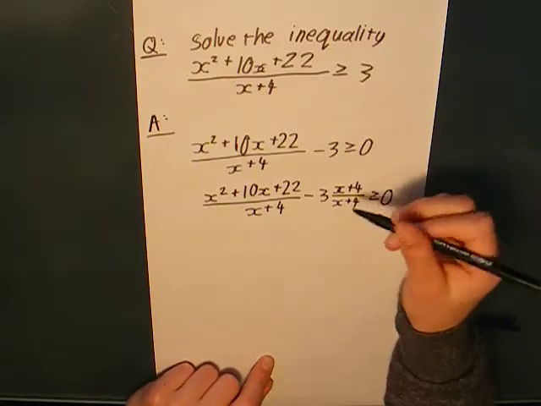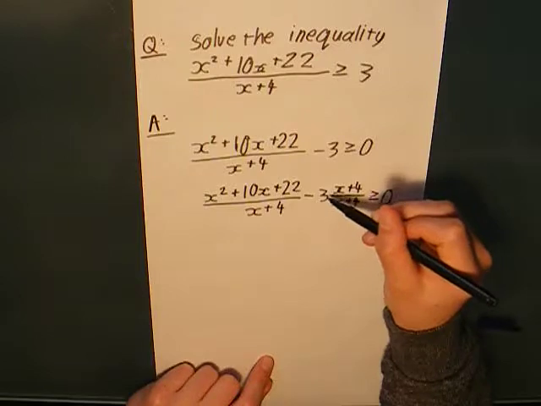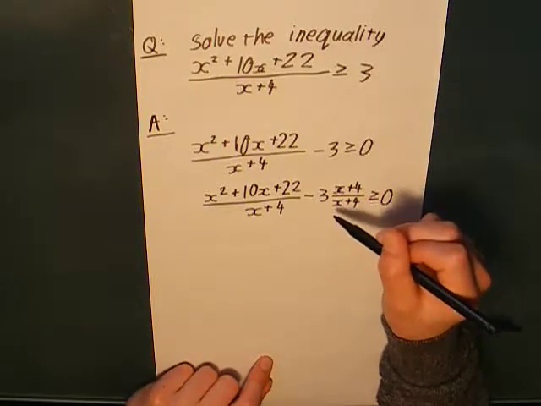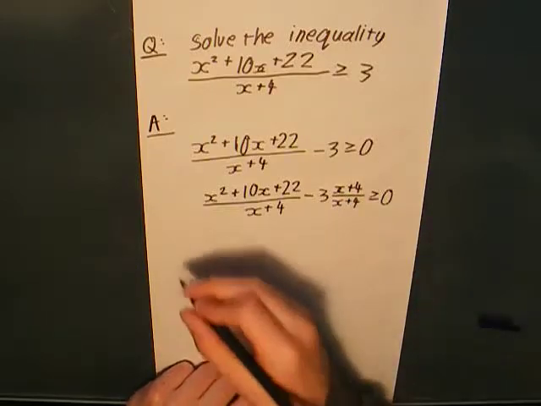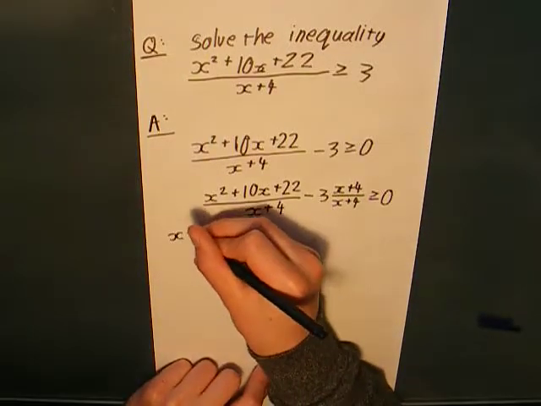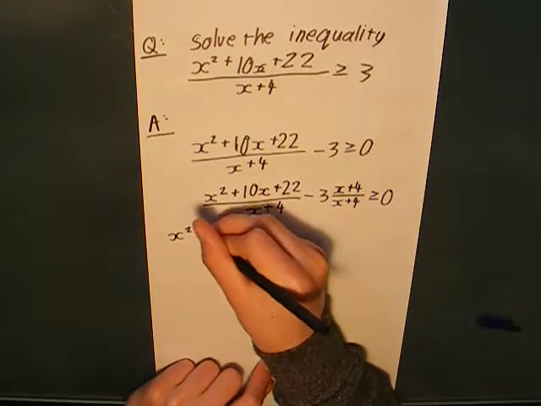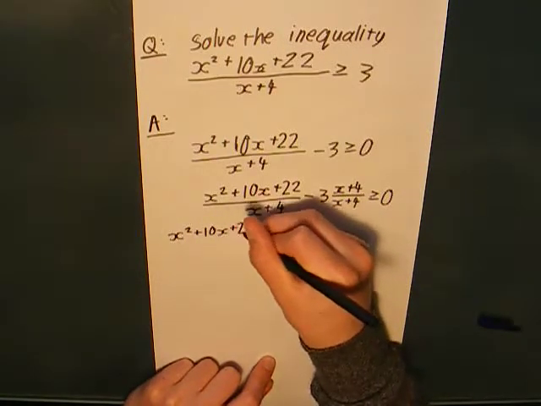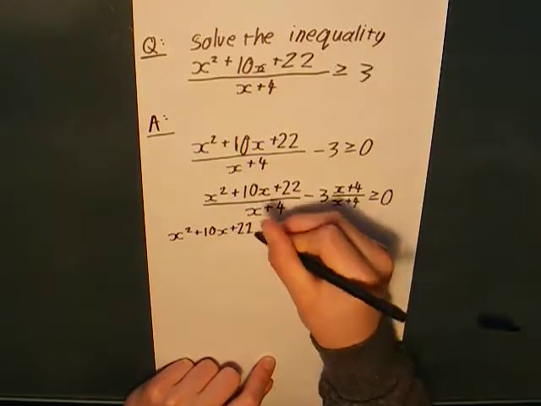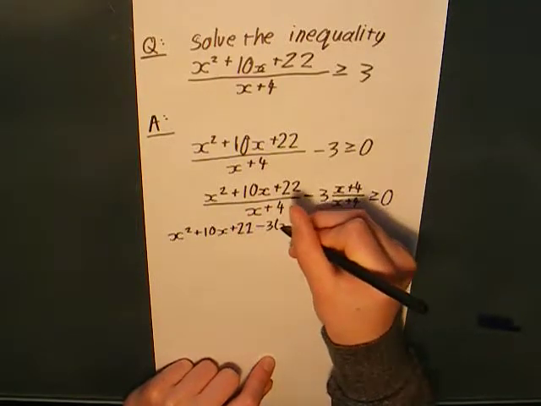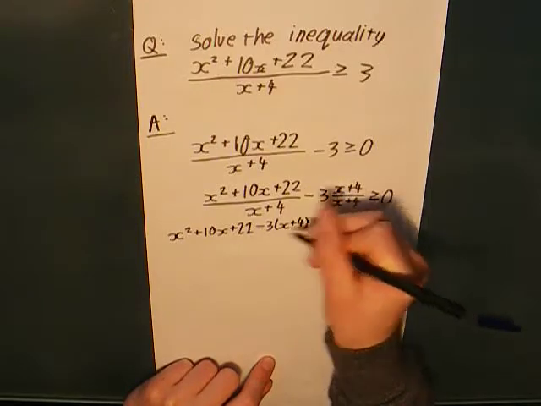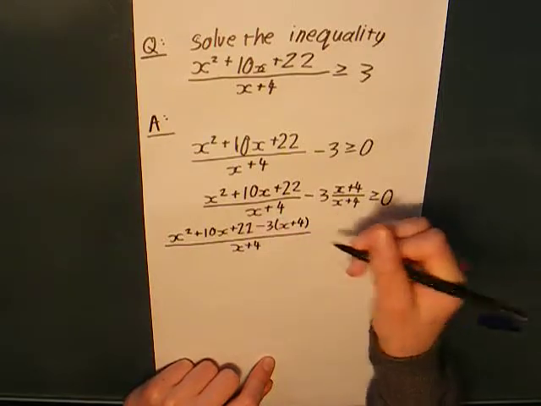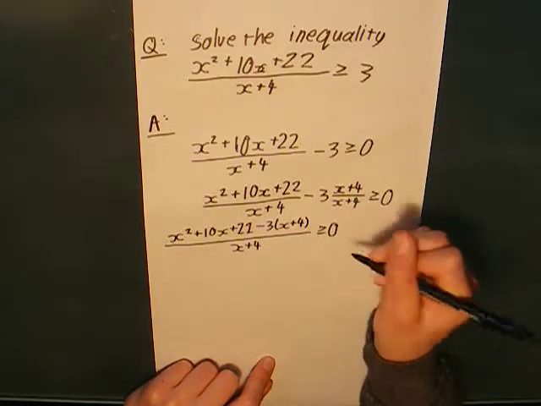Okay, so now if I move the 3 up into the numerator, then I've got two fractions subtracted over a common denominator. So actually what I've just got is, I need to move up so I've got room for the rest, because it's quite a long calculation. Minus 3 times x plus 4, all over x plus 4 greater than or equal to 0.